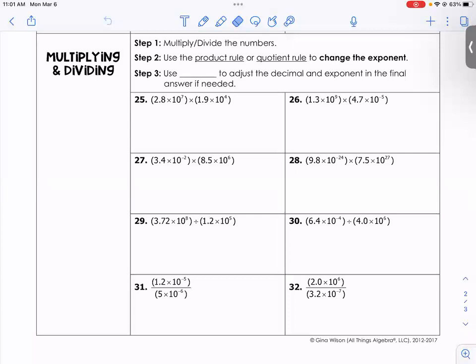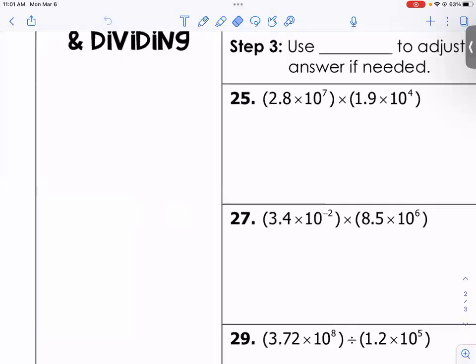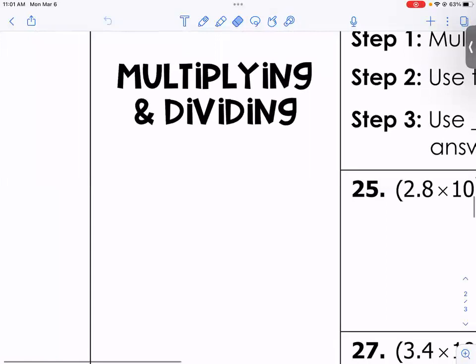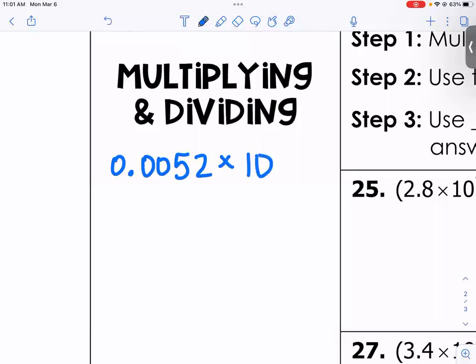So before we start talking about multiplying and dividing these numbers in scientific notation, I want to talk first about what happens in this scenario. So right under where it says multiplying and dividing, I want you to write this number, 0.0052 times 10 to the negative third power.